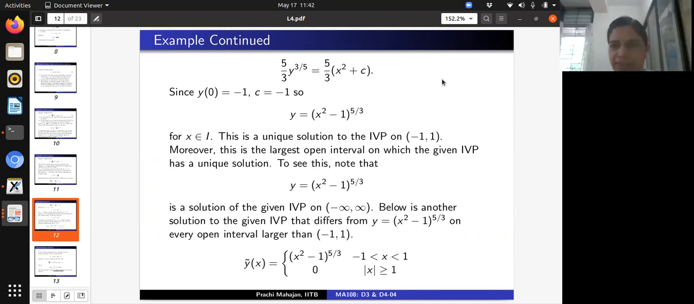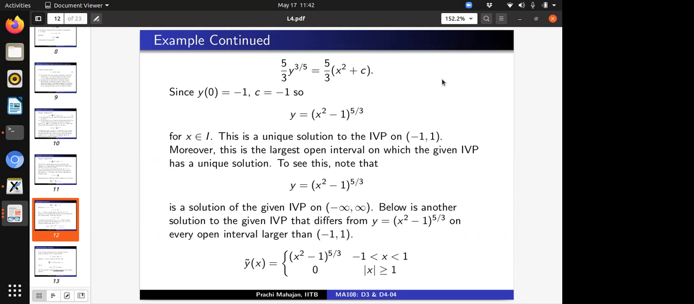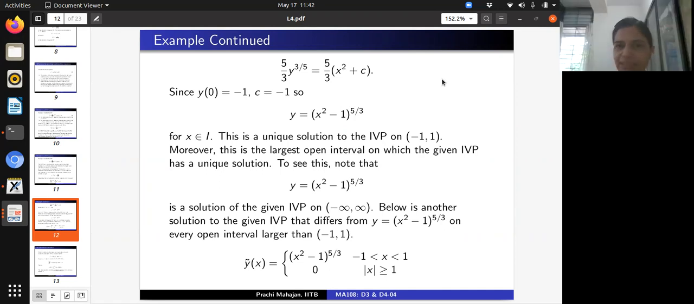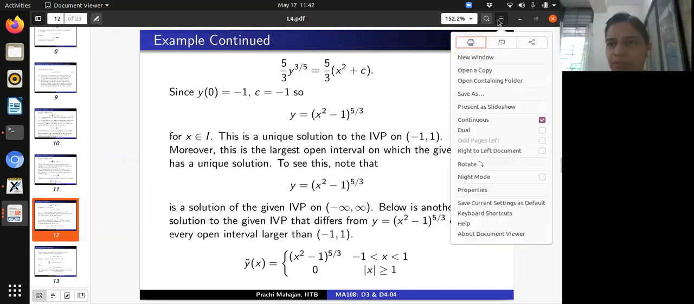Ma'am, can you explain again why you take the interval -1 to 1? I did not get it. Okay, so let's just run through this example from the very beginning.